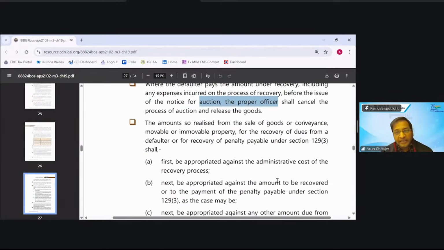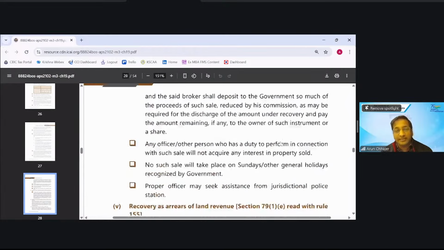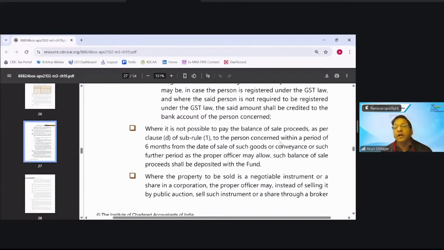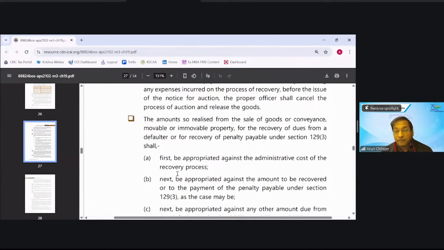The amount so realized from the sale of the goods or conveyance or movable or immovable property for the recovery of the dues from a defaulter or for recovery of the penalty payable under section 129 subsection 3. 129 की पेनल्टी क्या है? वो पेनल्टी है जब कभी जैसे गुड्स रास्ते में है, मूवमेंट है, इन ट्रांजिट है, एंड देन गुड्स हैज बीन डिटेन्ड बाय द ऑफिसर बिकॉज ऑफ द नॉन अवेलेबिलिटी ऑफ ई-वे बिल एटसेट्रा. देन अगर ऐसा कोई गुड्स सेल किया जाता है तो अमाउंट जो रियलाइज होता है, then first a portion against the administrative cost.